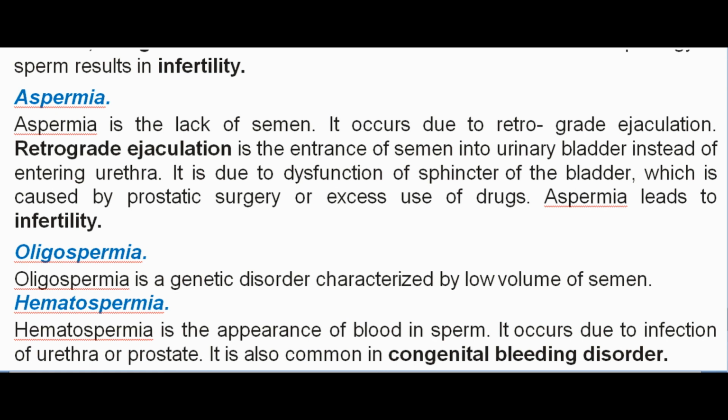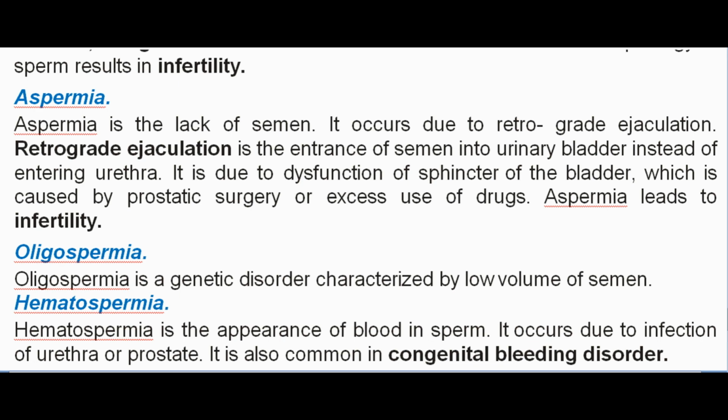Aspermia. Aspermia is the lack of semen. It occurs due to retrograde ejaculation. Retrograde ejaculation is the entrance of semen into urinary bladder instead of entering urethra. It is due to dysfunction of sphincter of the bladder, which is caused by prostatic surgery or excess use of drugs. Aspermia leads to infertility.